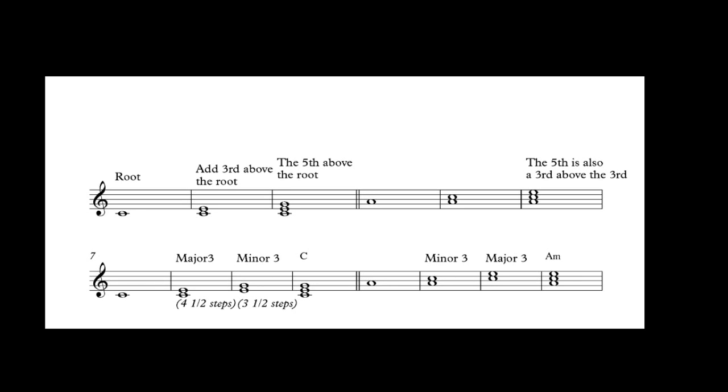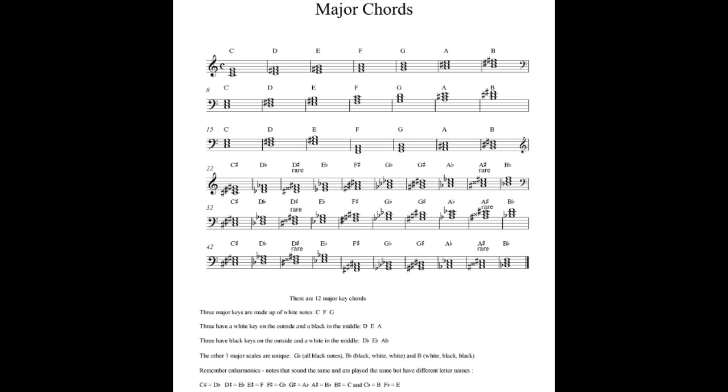Is it 4 half steps from the root, or is it 3 half steps from the root? With a major chord, it will be 4 half steps. With a minor chord, it will be 3 half steps. Those 4 half steps make a major third, 3 half steps a minor third. That's where we get the name major and minor for the chord.